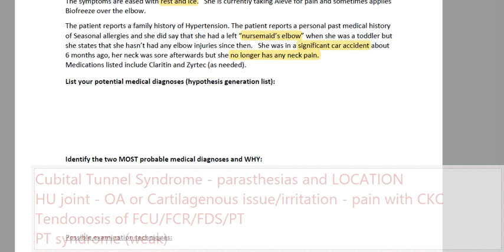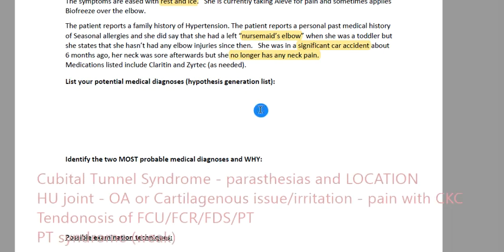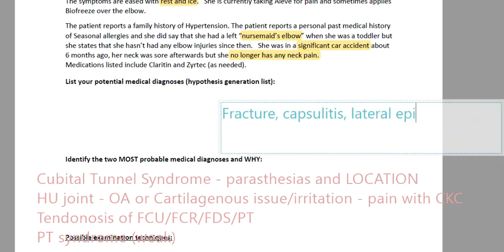What are some things that I think would be unlikely given this diagnosis? Nothing here consistently seems likely. Let me pick a different color for this. Like a fracture, capsulitis, lateral epicondylitis. And I should mention here that when we said tendinosis or humeral ulnar joint irritation, that essentially could be a medial epicondylitis.